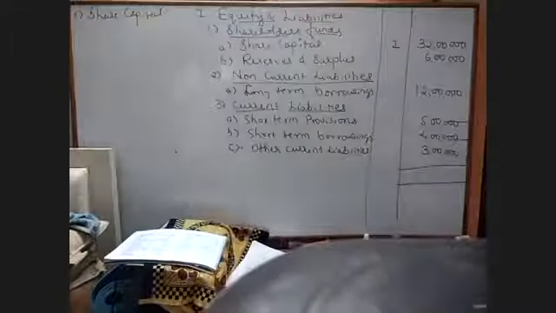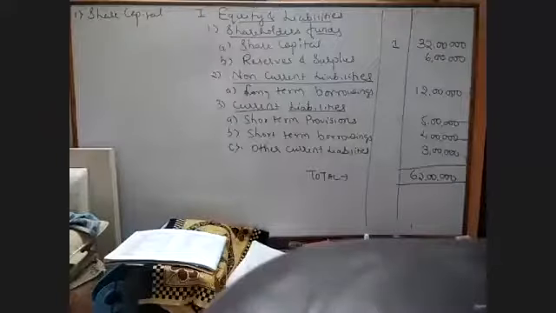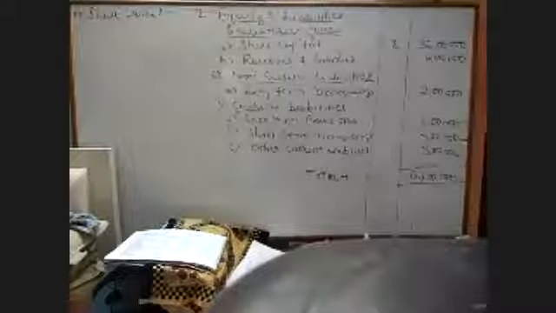Okay, we finished with all the liabilities. So what can be the total? 32 plus 6, 38, 40, 50, 55, 59, 62 lakhs. Check once. Getting 62 lakhs. So it is total. That is 62 lakhs. Understood this?